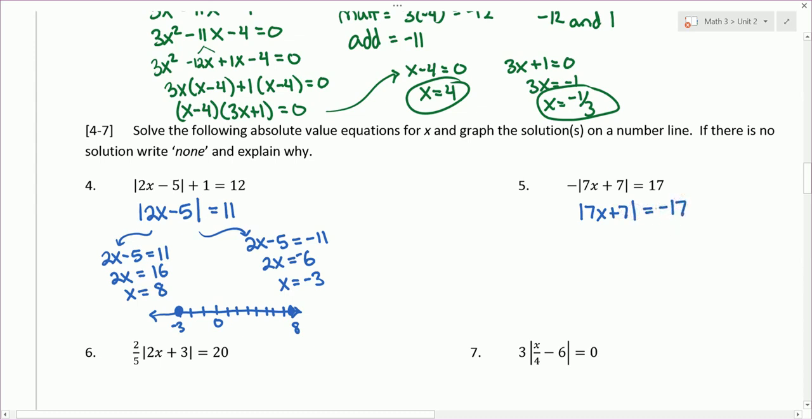That's a problem because when you take the absolute value of anything, you should end up with either a positive answer or 0, never a negative answer. And so because you have an absolute value equal to a negative 17, a negative number, we're going to say no solution.